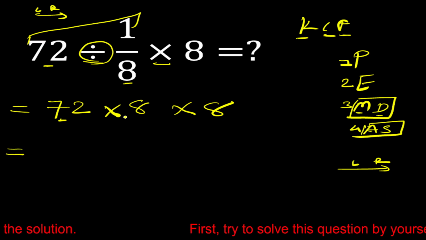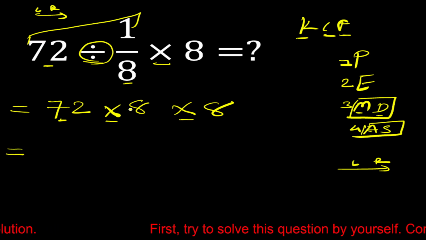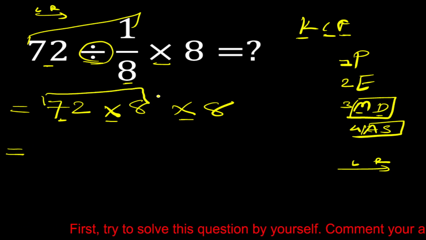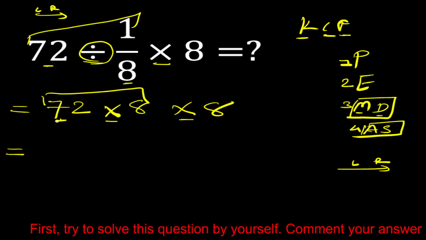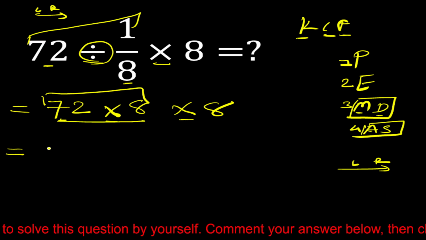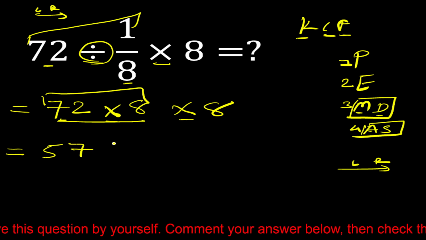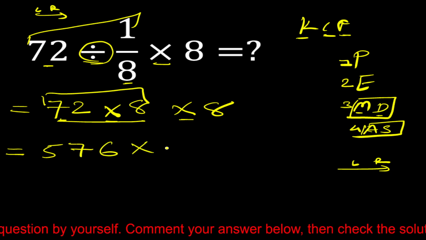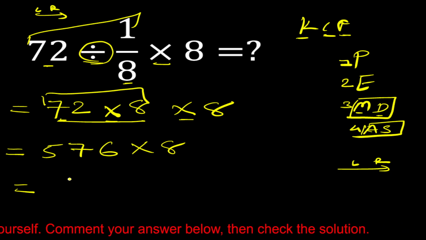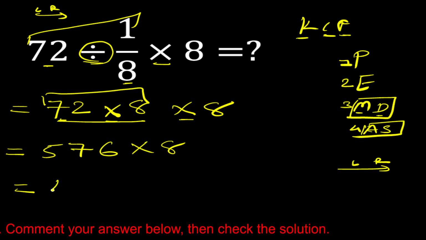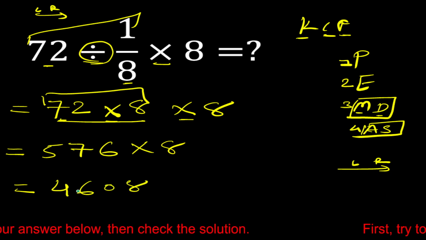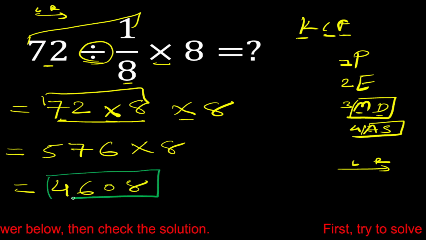So now here is multiplication and here is multiplication. Both have equal priority. So first we have to solve this part. Okay. So now 72 multiply 8 is equal to 576 multiply 8. Now 576 multiply 8 is equal to 4608. Okay. So the correct answer is 4608.